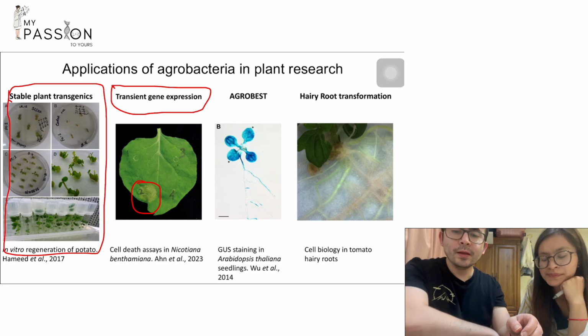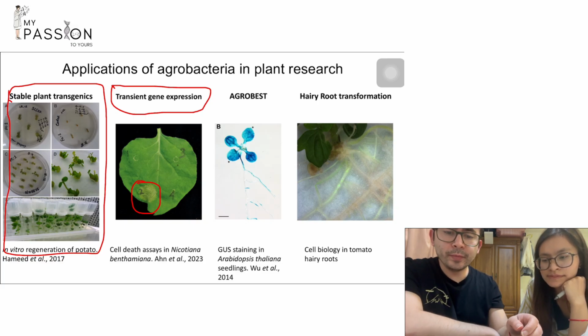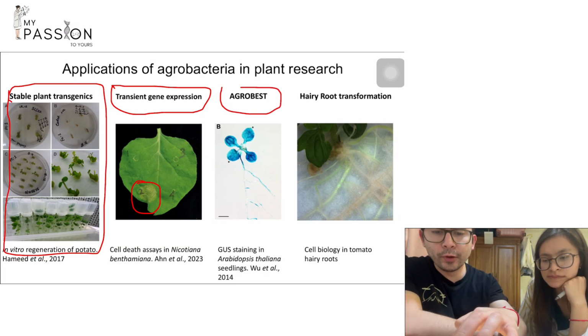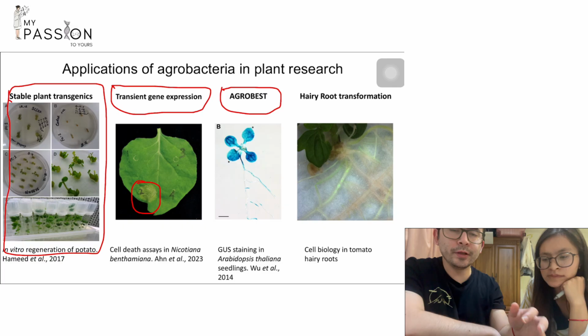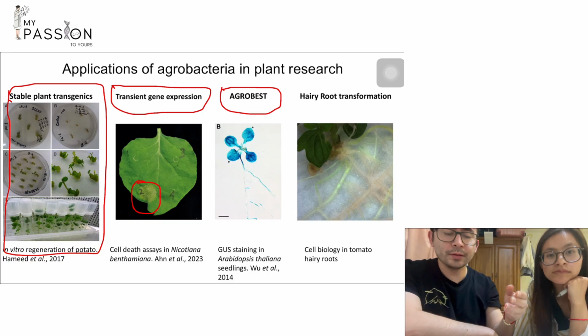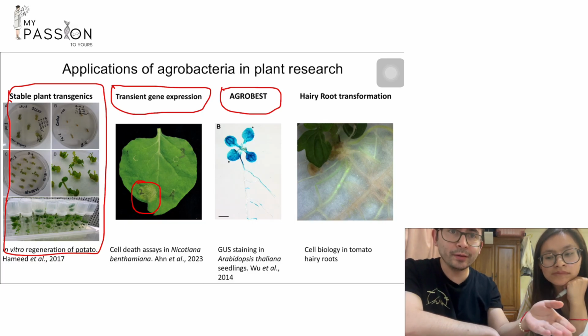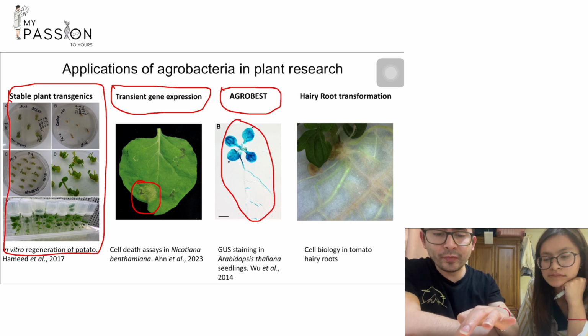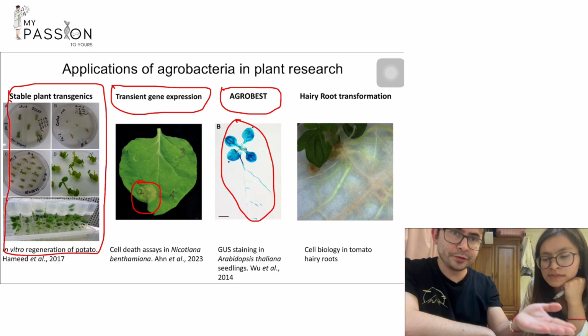Then there is also the method called AgroBest, which is very similar to what I just explained, but in this case they use seedlings. That means you don't need to grow the plant until it is this big. You can just germinate the seeds, and maybe after 10 days you can do the agroinfiltration, and you can see that this plant is expressing something that we call GUS, and of course it's working.